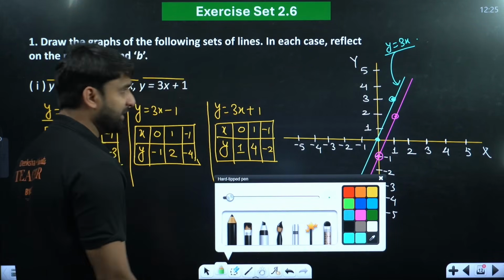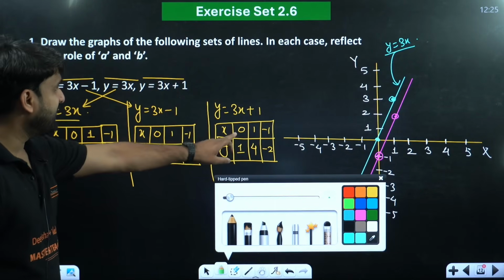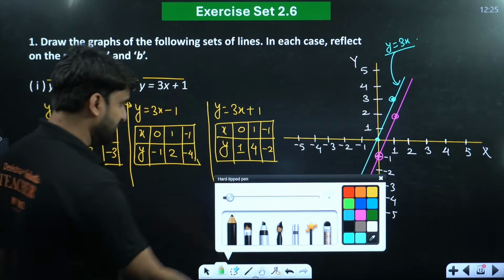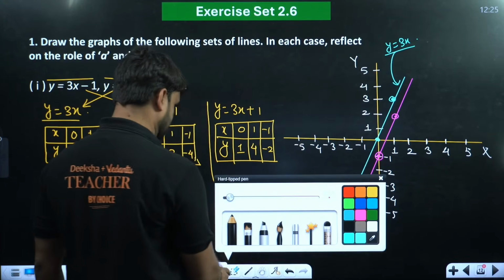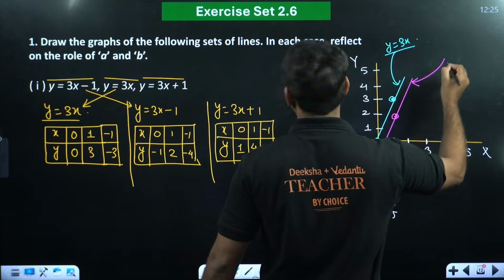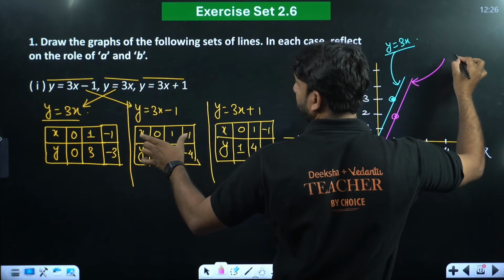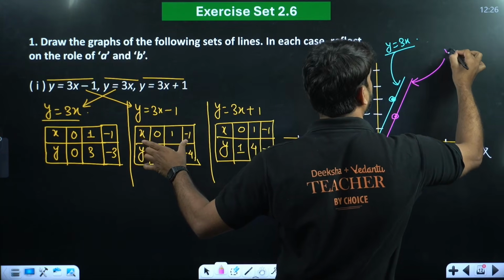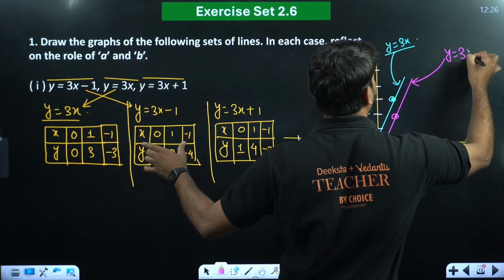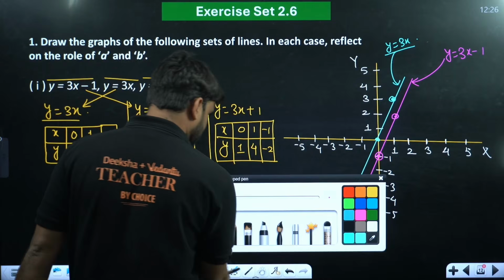Now draw the third line. Let me use green color. Green color is perfect. Let me mention the equation of the second line. The second line, this one, is y is equal to 3x minus 1.